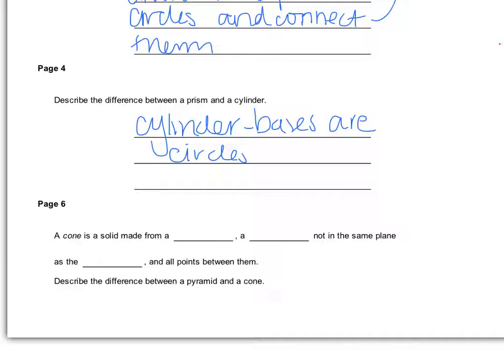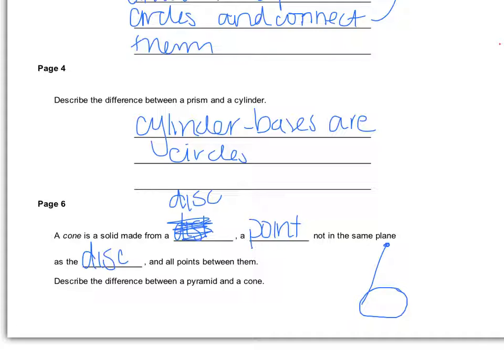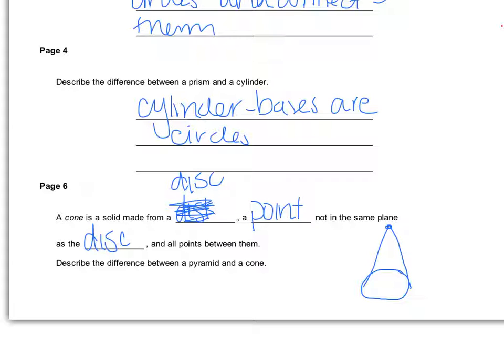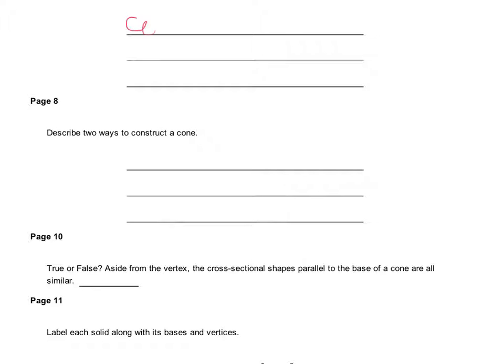So a cone is a solid made from a disc, a point not in the same plane as the disc, and all the points in between. So what that means is it's a disc, a circle. A point that's not in the same plane means that it's going to be above it, and then all the points in between. So if you were to connect the point to the base, you would get the shape of the cone. It says describe the difference between a pyramid and a cone. Well, the difference is that a cone has a circular base.